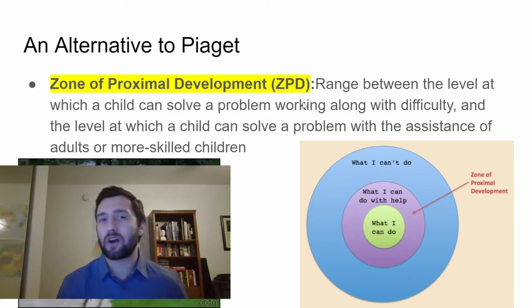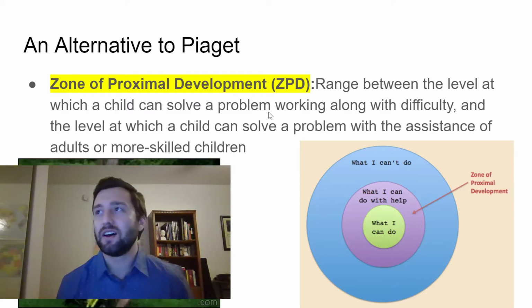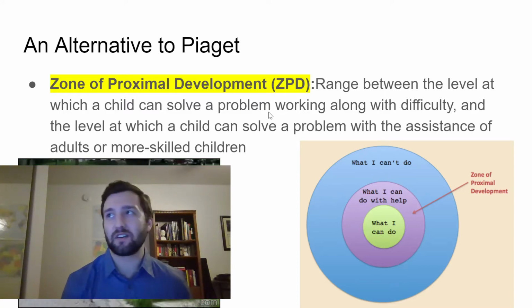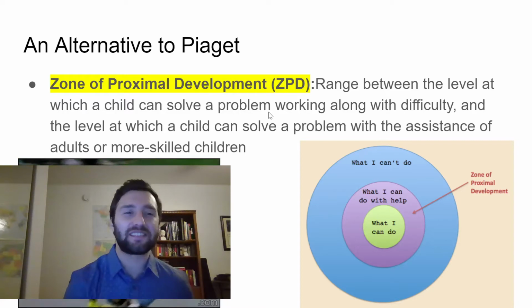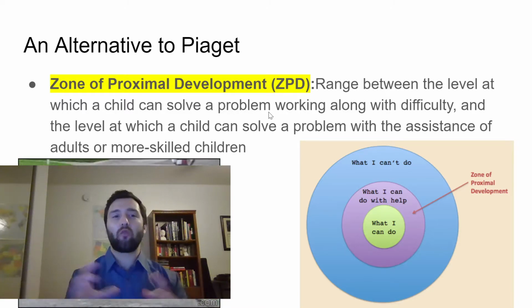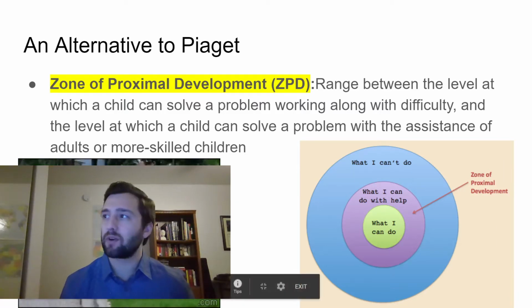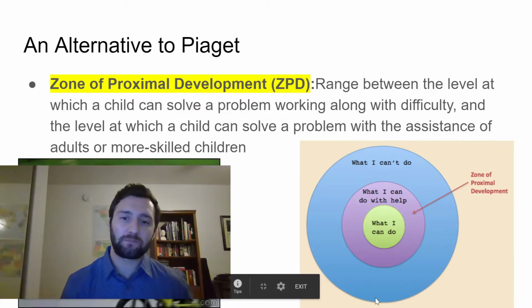So, zone of proximal development. This is basically the main component of Vygotsky's theory. Again, we're just looking at this. Now, according to Vygotsky, there are these three levels. You can see them right here on the right next to me.